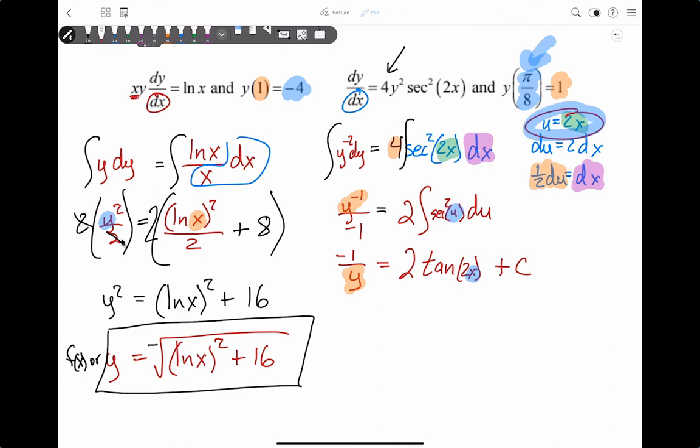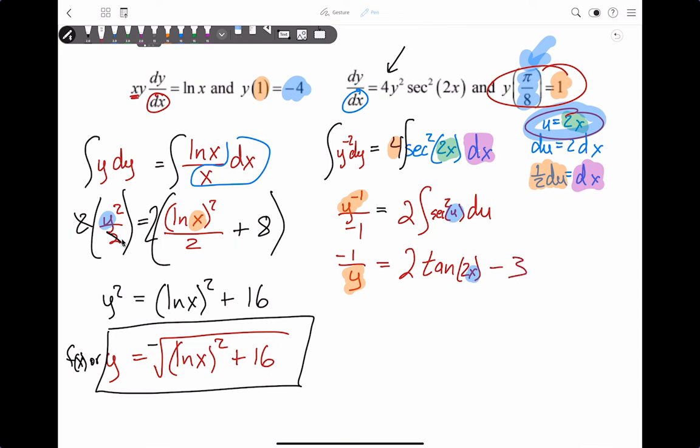So pi over 8 times 2 becomes pi over 4, and the tangent or the slope at pi over 4 is 1. So we have 2 plus c is equal to negative 1 over y. And that y value is 1. So we're going to just say that this was negative 1. Remember, we were using our initial condition. So c is going to be a negative 3. Okay, so we're going to move this, and again, I'm just saving space. This will be a negative 3.